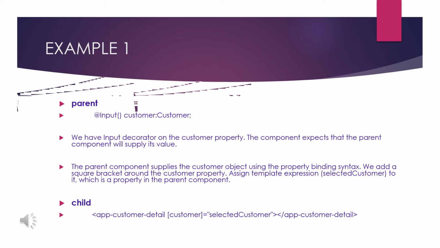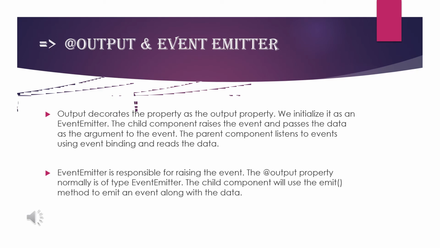Okay, so in the child component we have app-customer-detail. We are putting this as an attribute directive, customer equal to selectedCustomer. This selected customer will be coming from the input and be pushed here. That's how it works. Output is the same as the above.